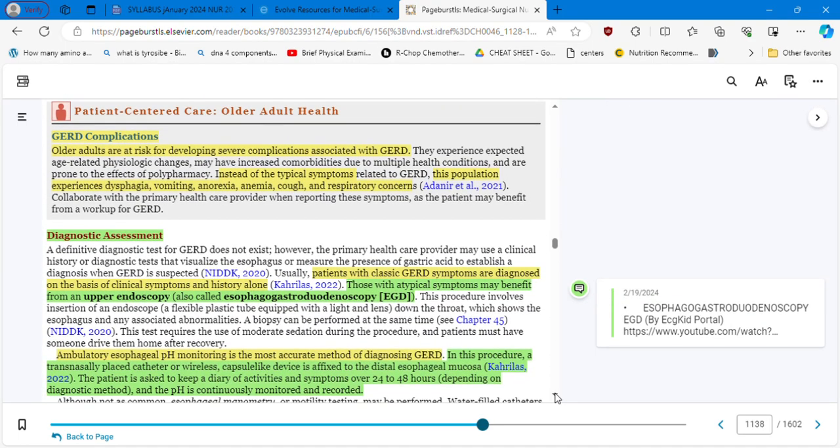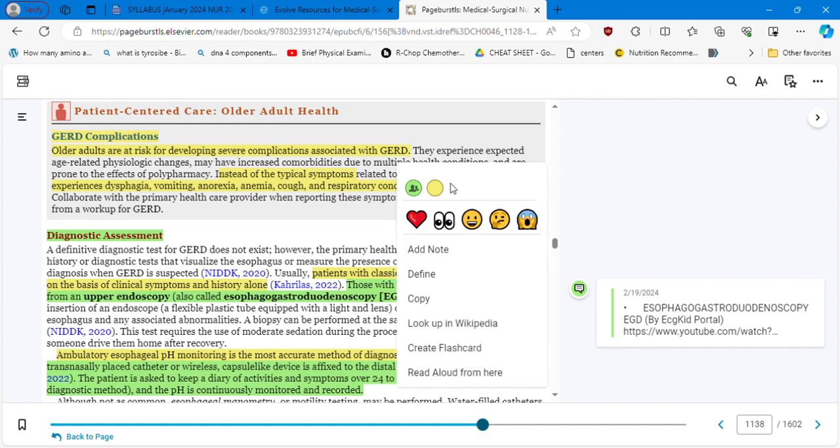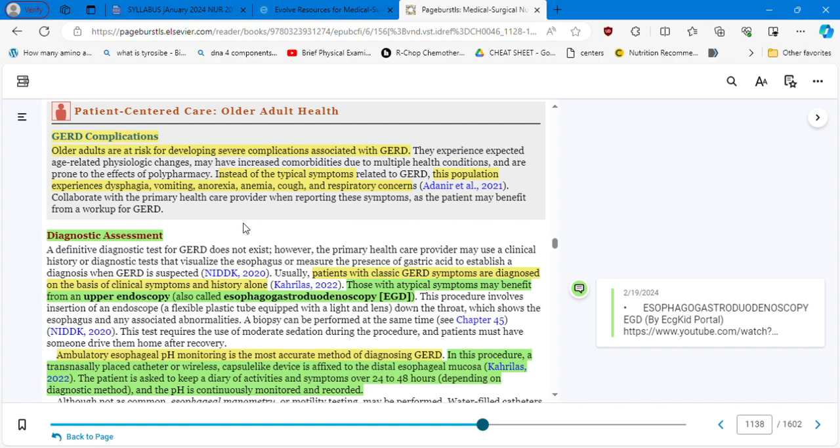Older adults are at risk for developing severe complications associated with GERD. Instead of the typical symptoms, this population experiences dysphagia, which is difficulty swallowing, vomiting, anorexia, anemia, cough, and respiratory concerns. Okay.